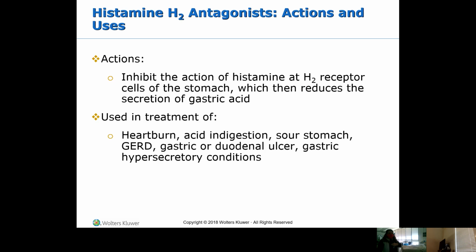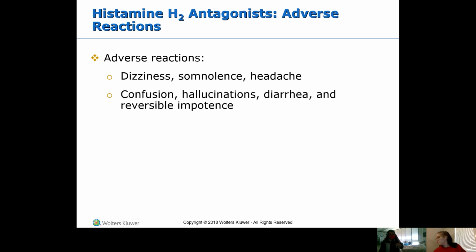All right, H2 antagonists, these are the ones that are blocking that response to secrete acid. They inhibit the action of the histamine at the H2 receptor cells of the stomach, and they're used for the treatment of the same thing. All of these medications are treating that decreased pH, increased acid, that acidic content of the stomach. Adverse reactions are dizziness, confusion, diarrhea.